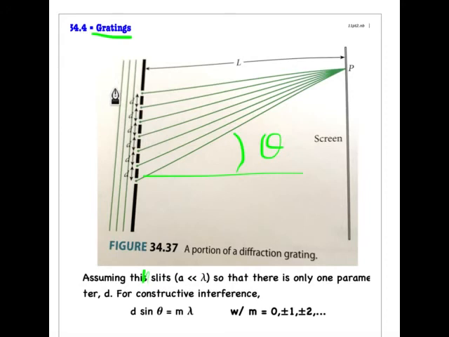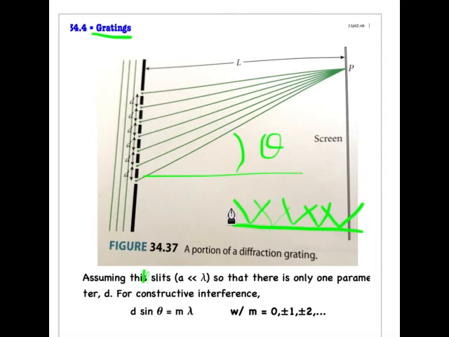Now there can also be reflection gratings, where instead of these sources of light coming from the left-hand side, these sources of light come from the right-hand side. In other words, for a reflection grating, you have reflected light reflecting from a large number of grooves that are cut in, let's say, a piece of metal. So it's a piece of metal or some other material with grooves cut in it.